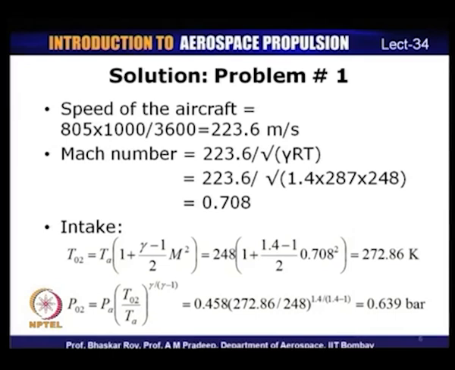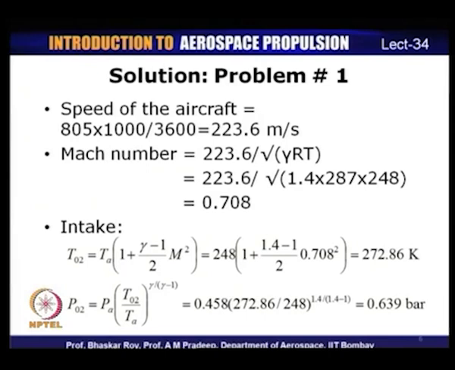Now, the temperature that is given to us, the ambient temperature, is 248 Kelvin, and so square root of gamma R T is square root of 1.4 into R for air, which is 287 joules per kilogram Kelvin, and T is the ambient temperature. Therefore, the Mach number of the aircraft is 223.6 divided by square root of gamma R T, which is 1.4 into 287 into 248. So, this Mach number comes out to be 0.708. So, the Mach number at which this aircraft is operating is 0.708.